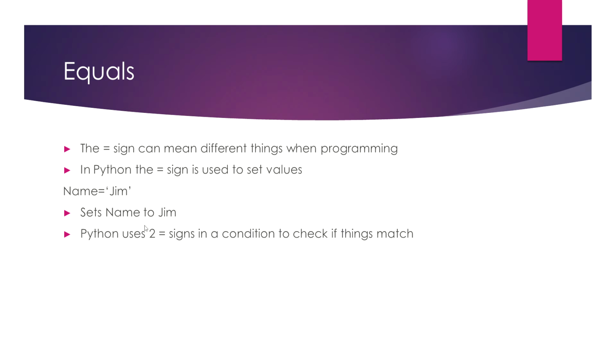But in the example we had on the previous page, we had two equal signs, and that's when it's using a comparison. So here we're checking name equals Jim. Instead of setting name to Jim, what it's doing is checking if the value we've stored in name is Jim.